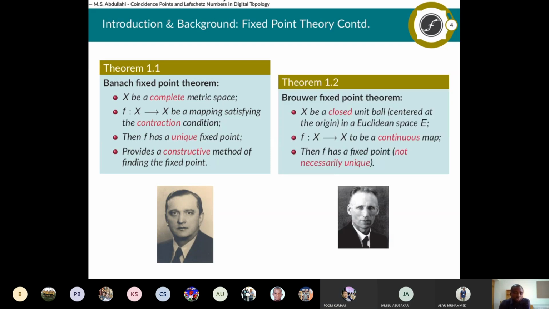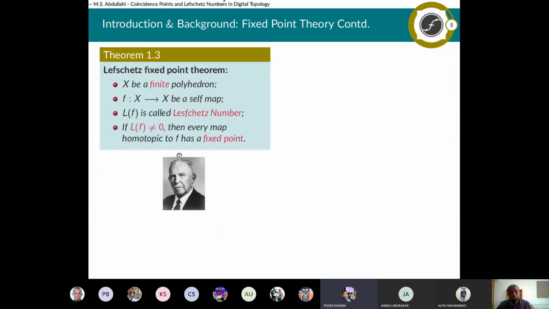The other one, which looks more topological, is the Brouwer fixed point theorem. It says that if we have a closed unit ball and a function from that closed unit ball to itself, and that function is continuous, then we will have a fixed point. But in this case, it doesn't have to be unique, because if you take the identity function, it's continuous and has so many fixed points, so the fixed point here is not unique.